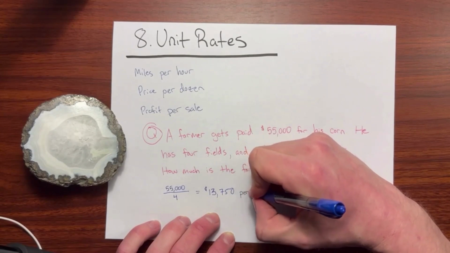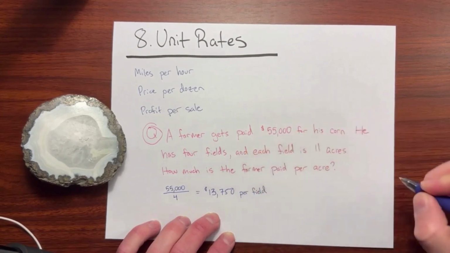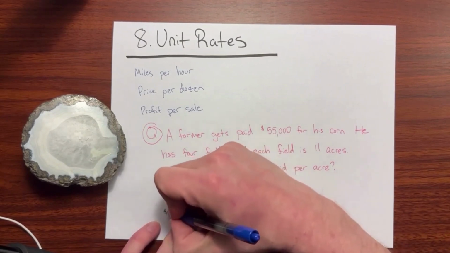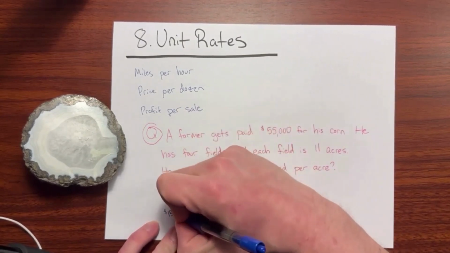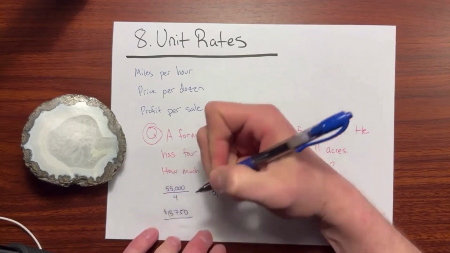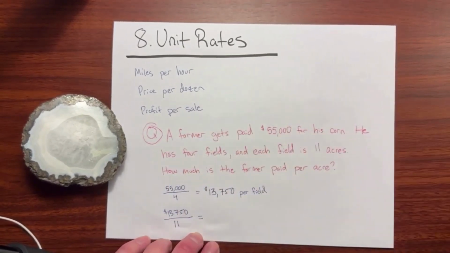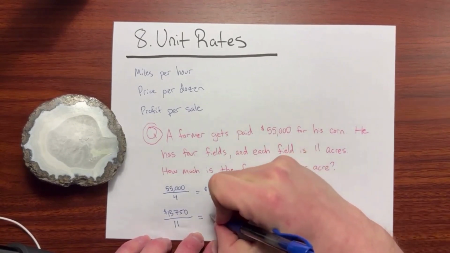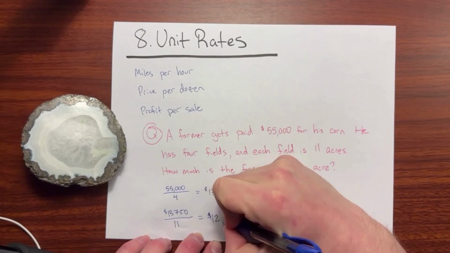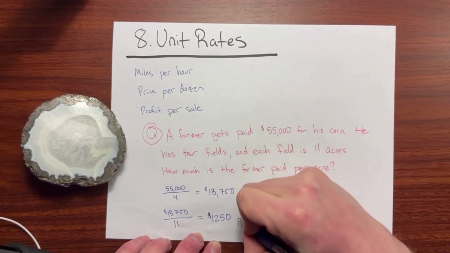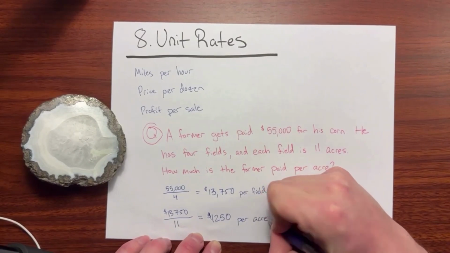$13,750 per field, but the question is asking how much is he paid per acre. So we continue down this road with then 13,750 divided by 11 acres, and I'll need to bust out the calculator for this one. So we end up with $1,250 earned on the corn per acre.